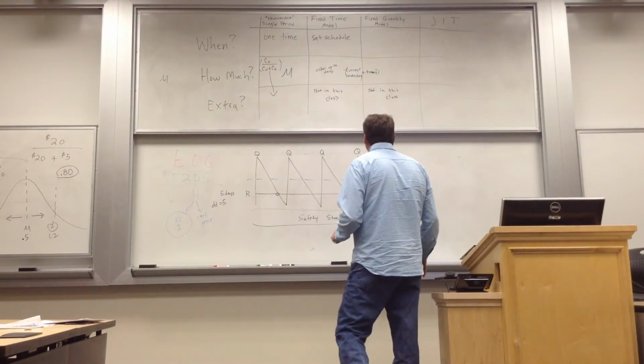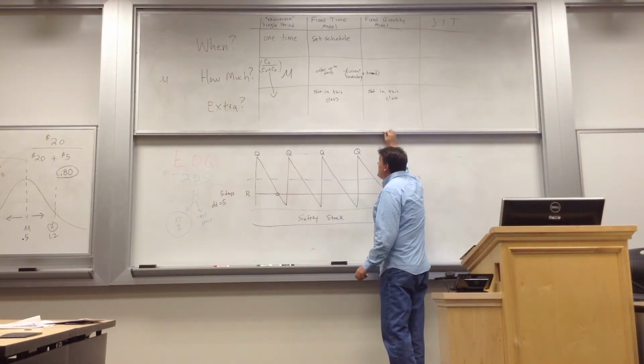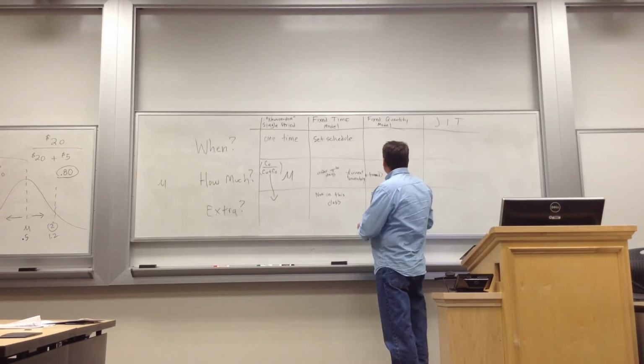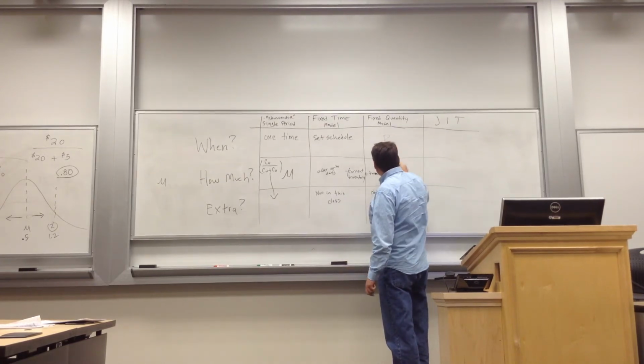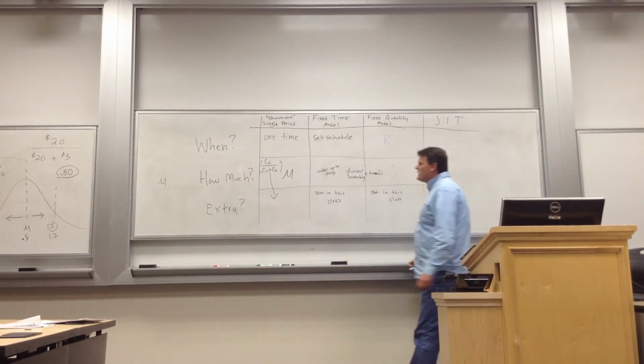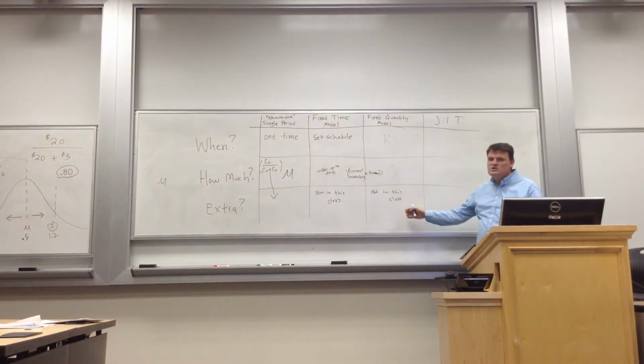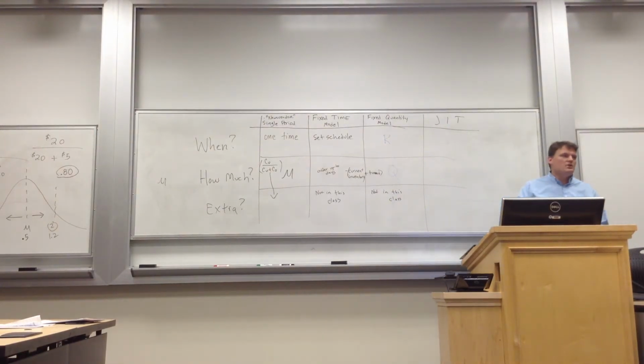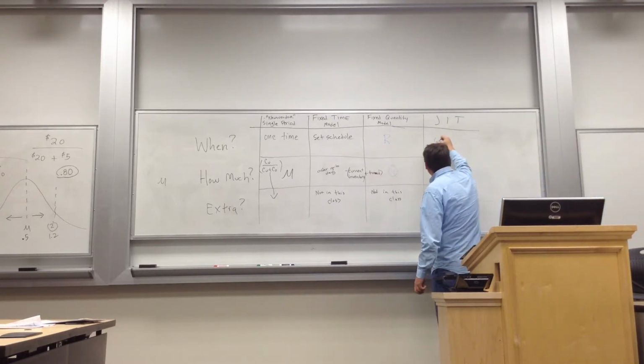Okay. So in the fixed quantity model, when do we order? When we reach the reorder point. How much do we order? The economic order quantity. How much extra do we carry? Just no safety stock's there. It's there all year. We hate safety stock. Okay, we're not quite there yet, but JIT, when do you order in JIT? As soon as the customer orders. Quickly, right?